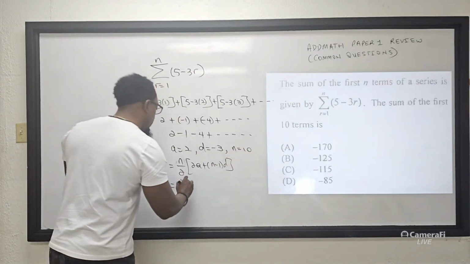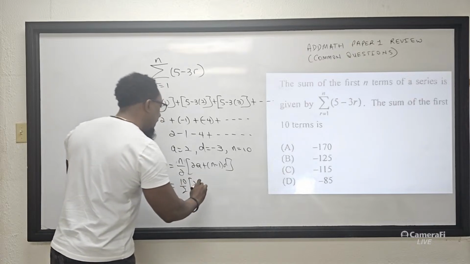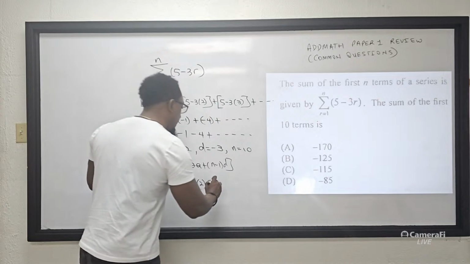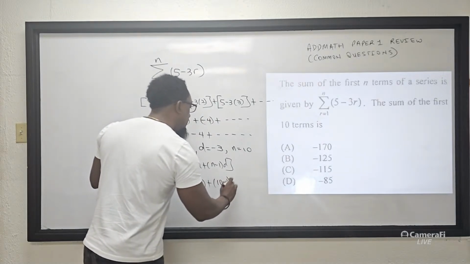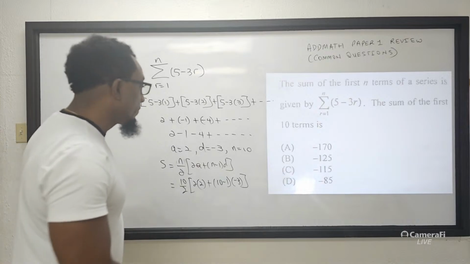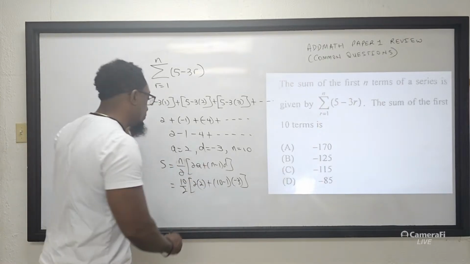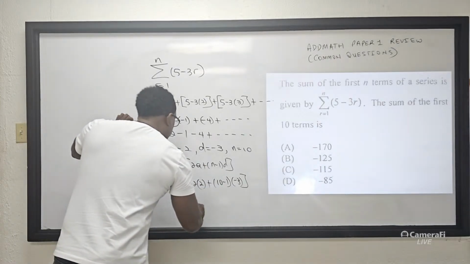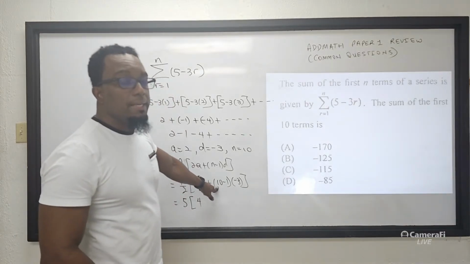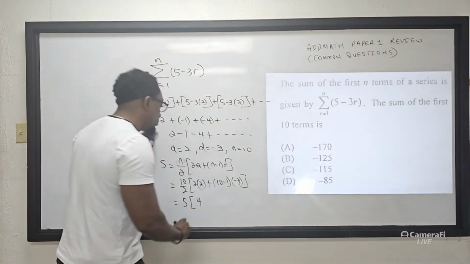This will be 10 all over 2, times 2 times A, which is 2, plus 10 minus 1, which is 9. And D, of course, is negative 3. I'm multiplying n minus 1 by D, so you should put that minus 3 in brackets. This will be 2 into 10 is 5. This is 2 by 2 is 4. 10 minus 1 is 9. 9 by negative 3 is negative 27.